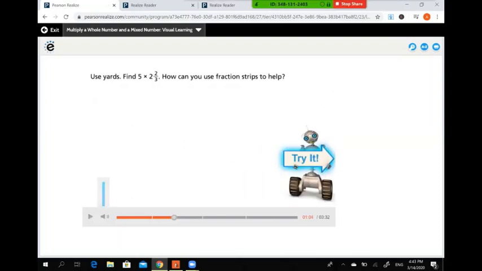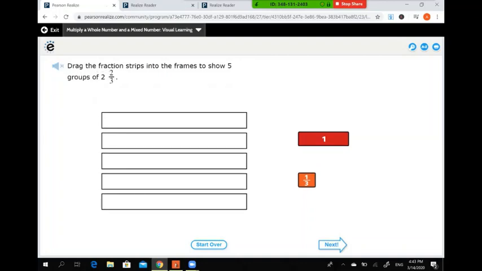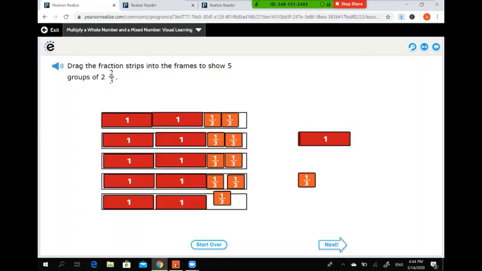Let's try. Drag the fraction strips into the frames to show 5 groups of 2 2/3. Okay, let's see. This is 1, 2, and 2/3. So 5 times 2 2/3, we can count them. So how many 1s do I have here? And how many still have fractions out of 3? Let's see. Continue the video to see.